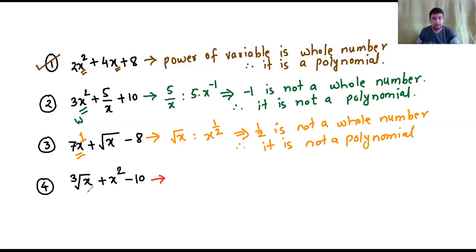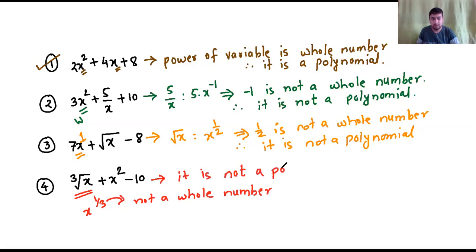Next, last example, just check whether you are able to solve this or not. Okay, take your time. In the first term only, what is cube root of x? Cube root of x is x to the power 1 by 3. So 1 by 3 is not a whole number. Therefore, it is not a polynomial.